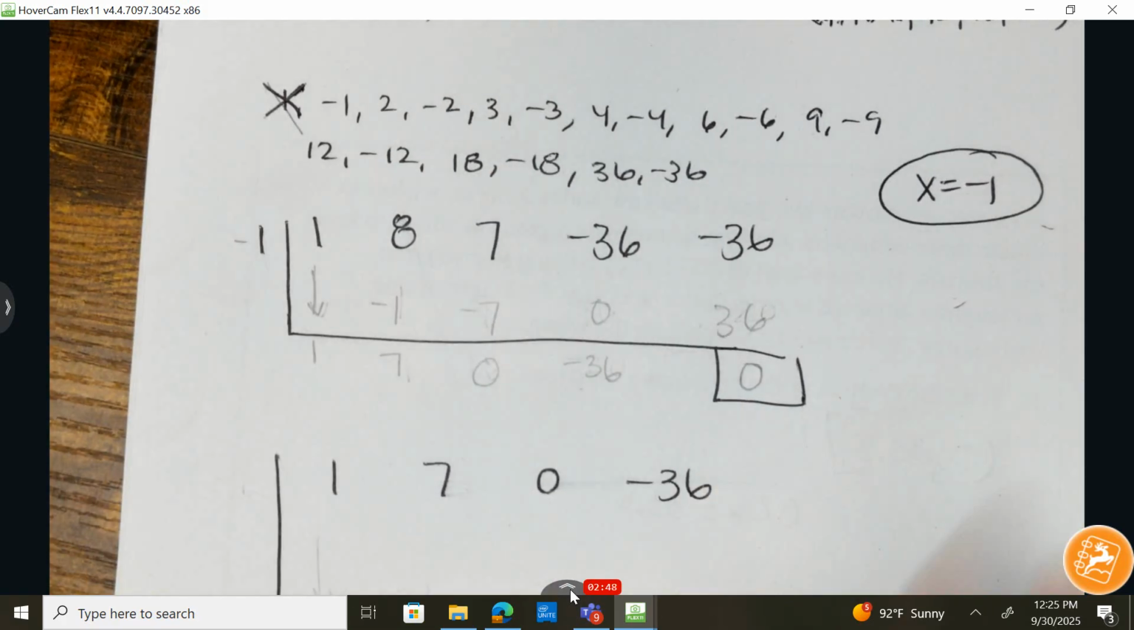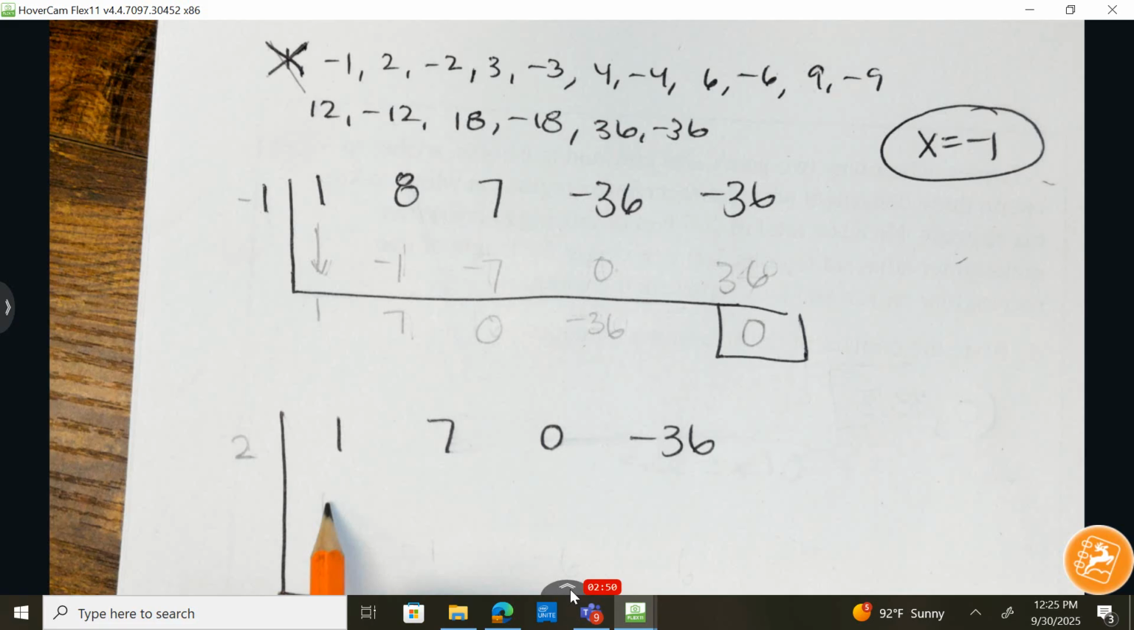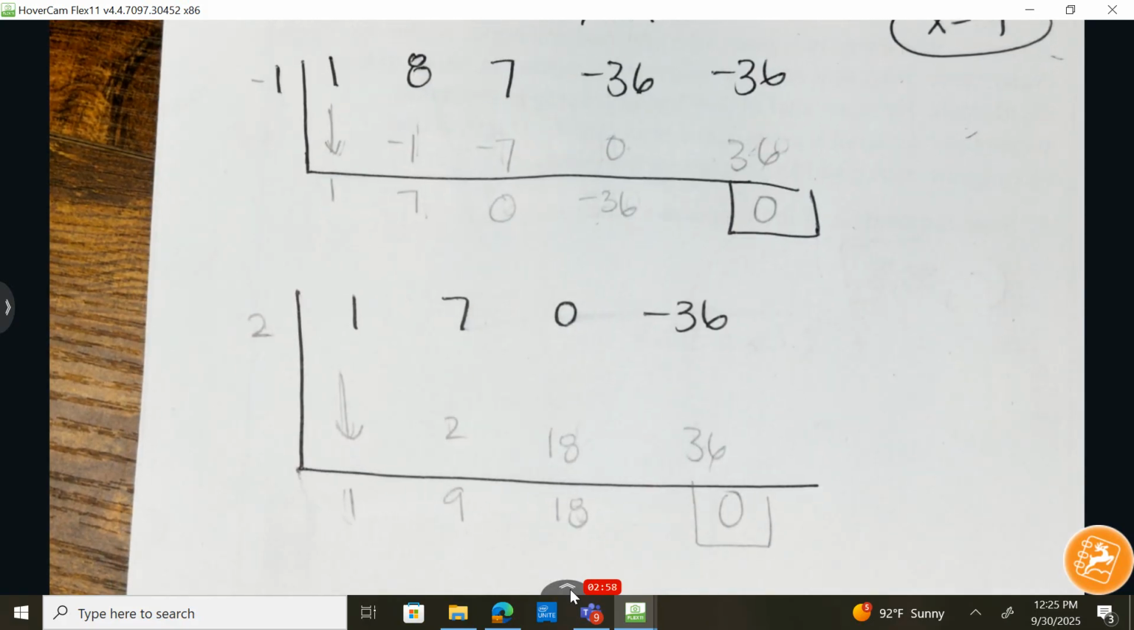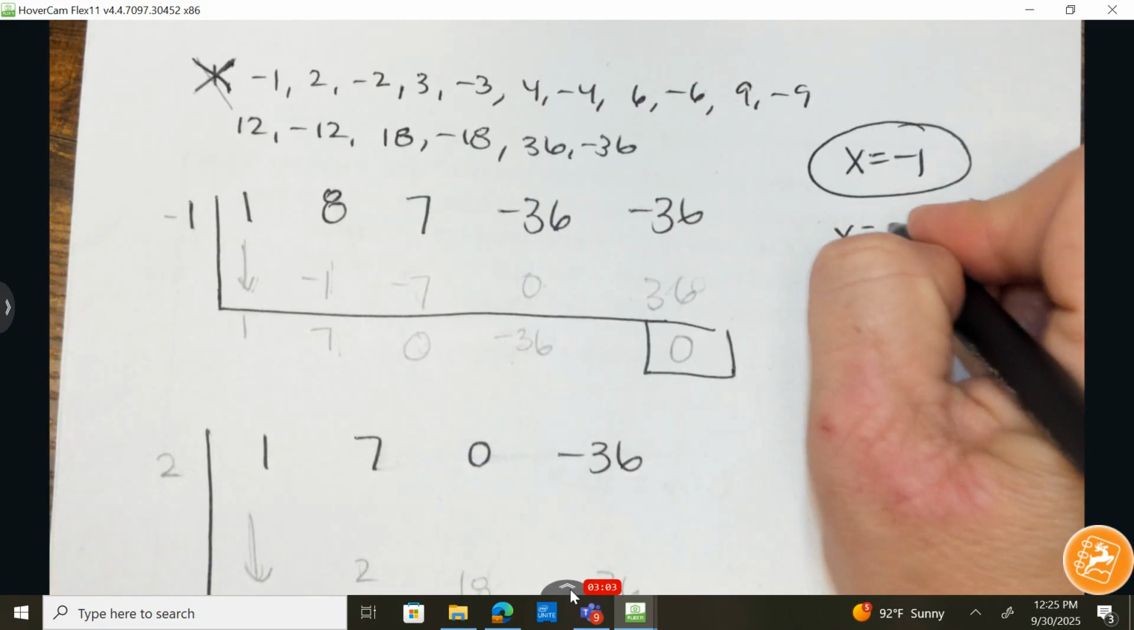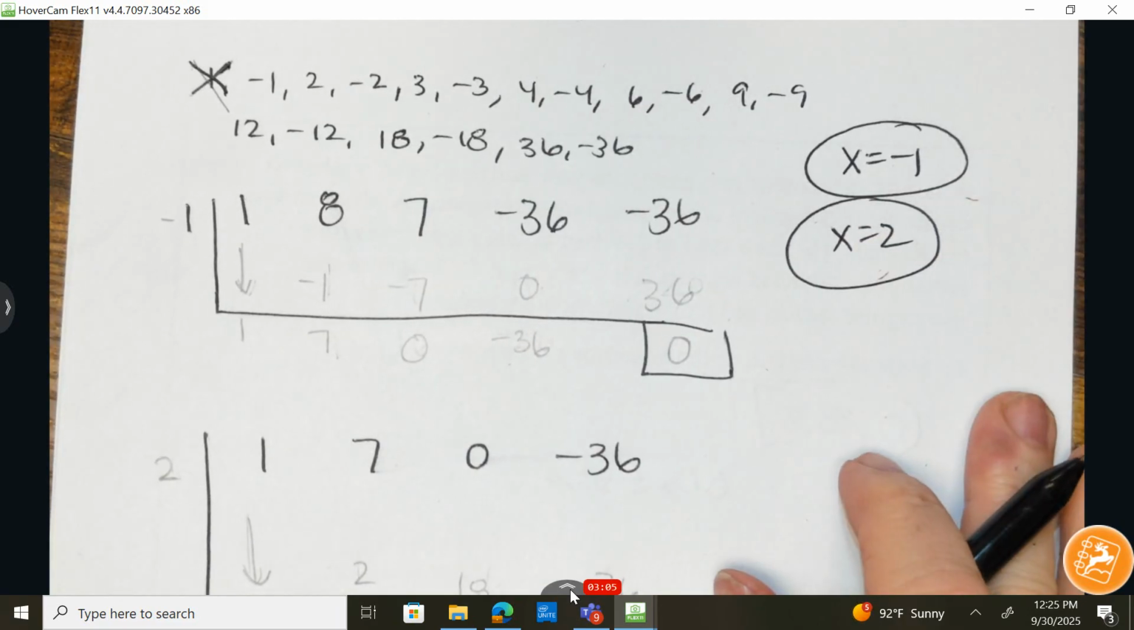Let's try 2. Dropping down. Okay, multiply, add down, multiply, add down, multiply. It works. So 2 is one of the other answers, solutions, roots, zeros.